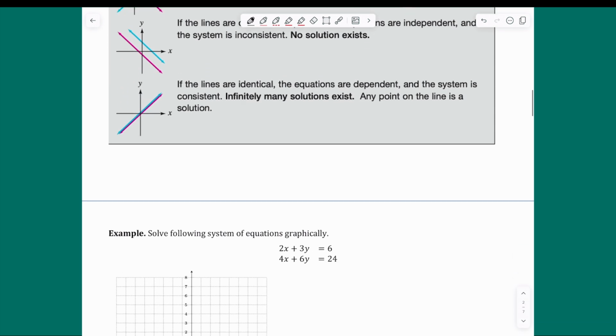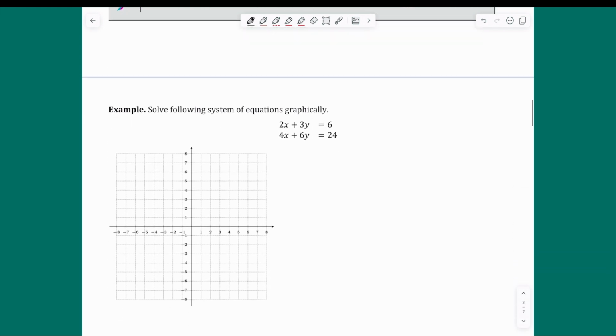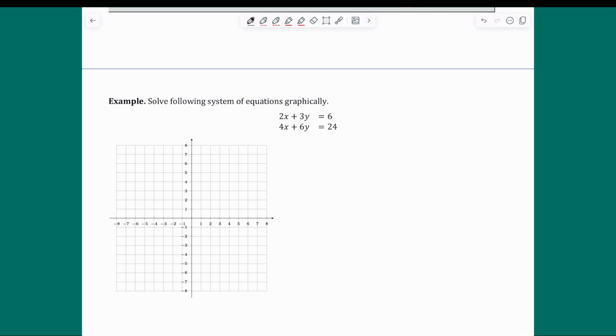All right, so let's go ahead and look at another example. We're asked to solve the following system of equations graphically. For the first line, 2x plus 3y equals 6, let's go ahead and find the x-intercept. I'm going to set y equal to 0, which means this term is gone. So we have 2x equals 6. Divide both sides by 2, which gives us x equal to 3. So we have (3, 0).